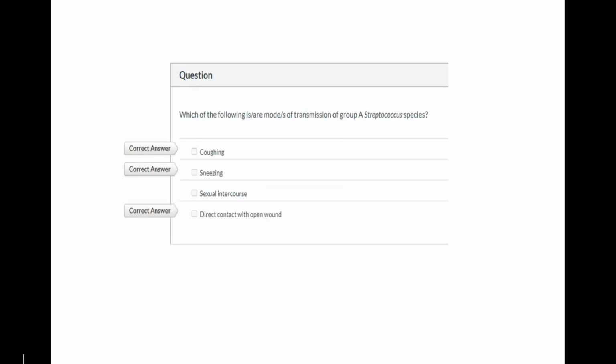Which of the following is our mode or modes of transmission of group A Streptococcus species? Group A Streptococcus species are natural inhabitants of our respiratory tract. Therefore, they can be transmitted via droplets, coughing, and sneezing. Group A Streptococcus can also cause skin infection. So if we have direct contact with an open wound infected with group A Streptococcus, then that is a valid and possible mode of transmission.